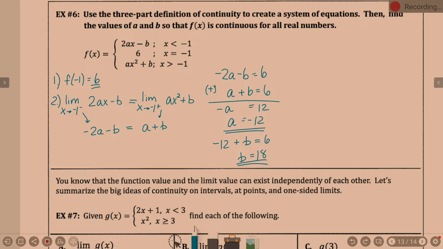So, find values for a and b that make this true. We're going to say a is negative 12, b is 18, and those are going to make it so that the limit equals the point. Okay, because ultimately, of course, that is the final goal, that the limit as x approaches negative 1 of f of x equals f at negative 1, right? And that is when a equals negative 12 and b equals 18.